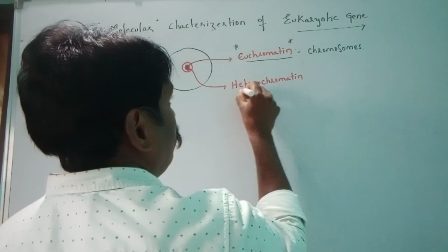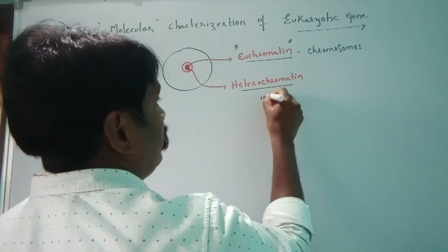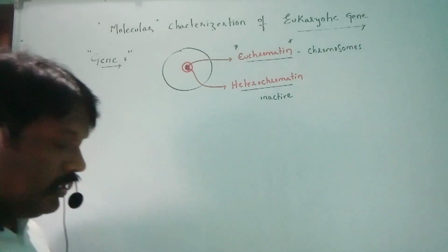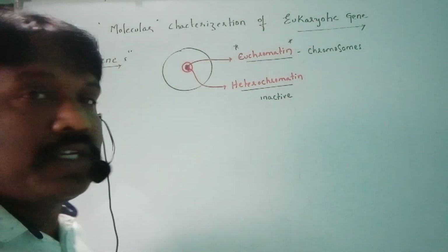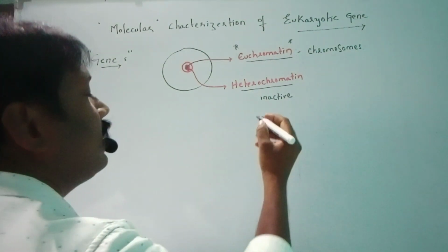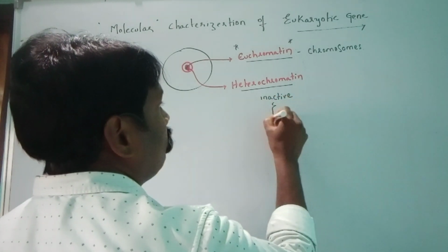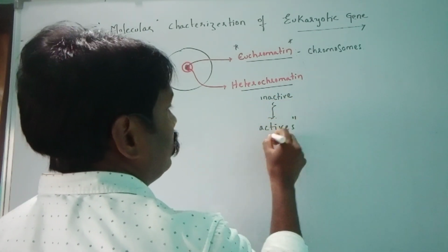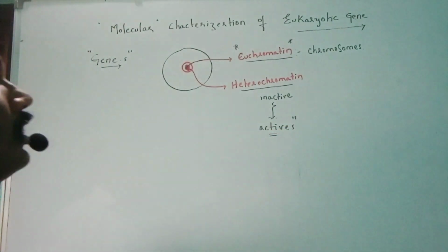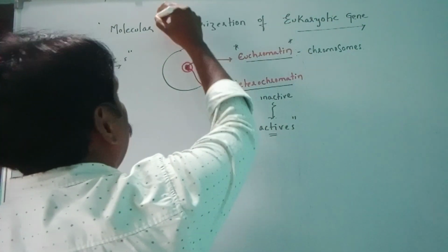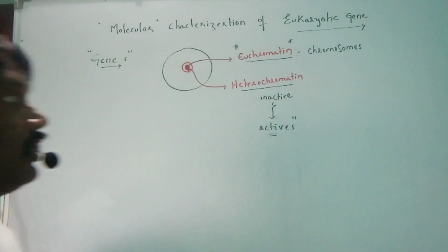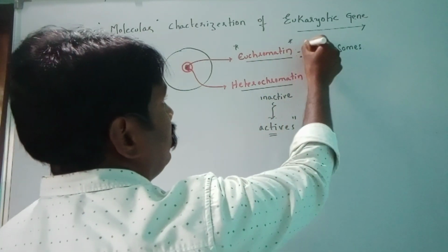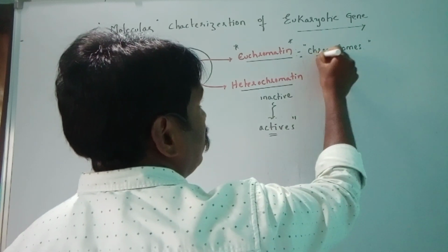Now, heterochromatin is inactive, but sometimes due to facilitative mutations or any type of mutations, these heterochromatins are converted into active form and they show some sort of disorders. So, we are discussing the molecular organization of eukaryotic gene based on euchromatin. Now, we will concentrate on euchromatin material.